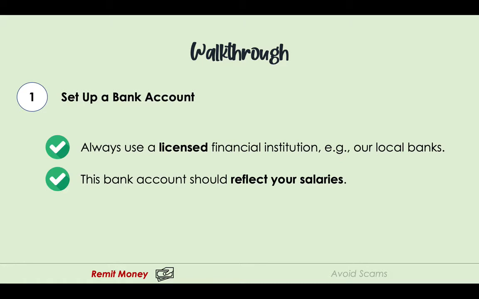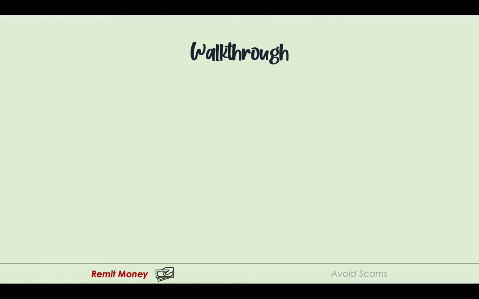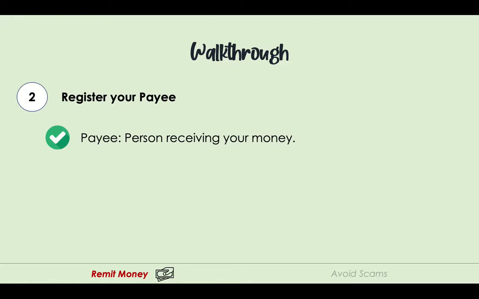At this juncture, you may be wondering, how do I go about setting up my bank account? Well, simply download the bank application in your phone and follow the steps given in the app to register. It should not take you more than 10 minutes to finish this registration process. Once your bank account has been set up, you can then register your payee in your bank account.